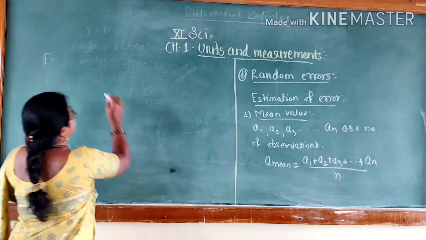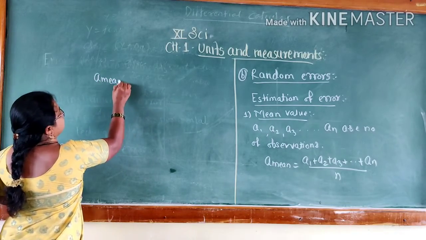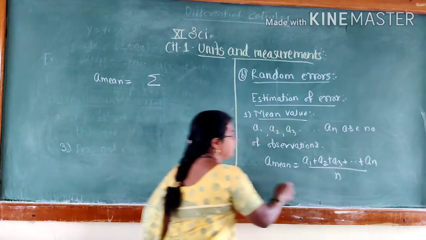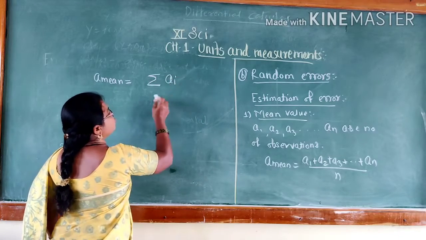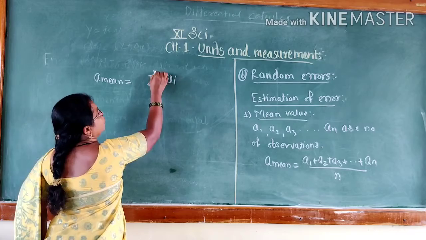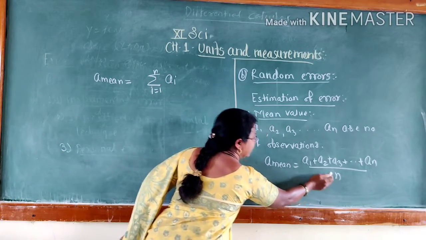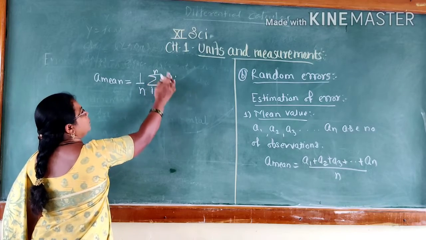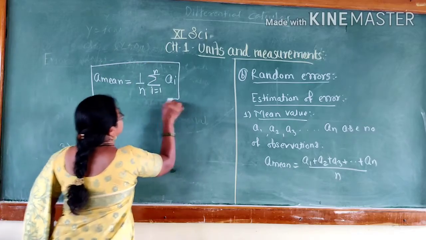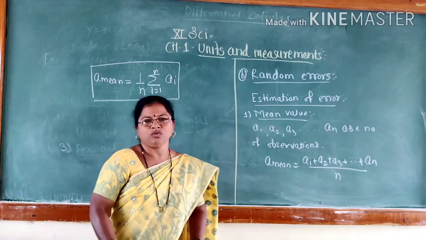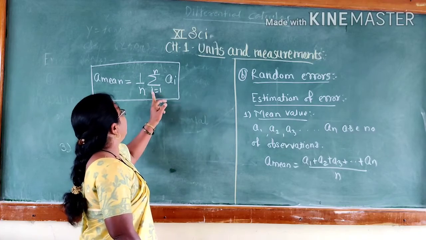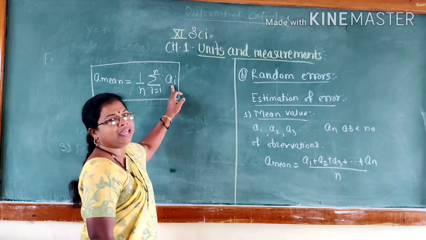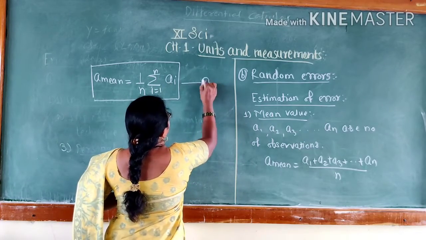Afterwards, A mean is equal to the summation of A1 to An. That means Ai, going from i equal to 1 to n, how many times? n times. So it is 1 upon n, summation i going from 1 to n of Ai. This can be written in this way also: A mean is equal to 1 upon n summation of i going from 1 to n of Ai. This is equation number first.